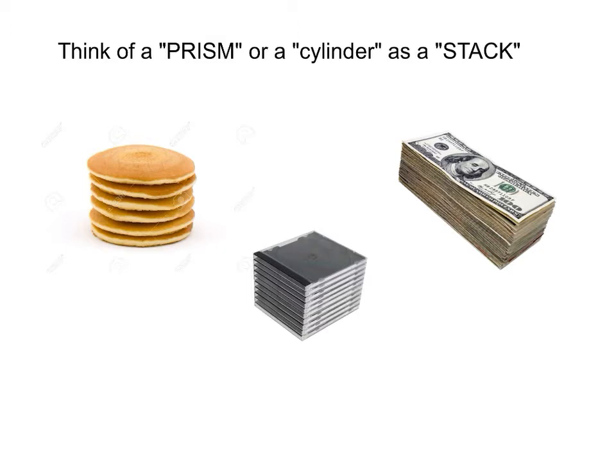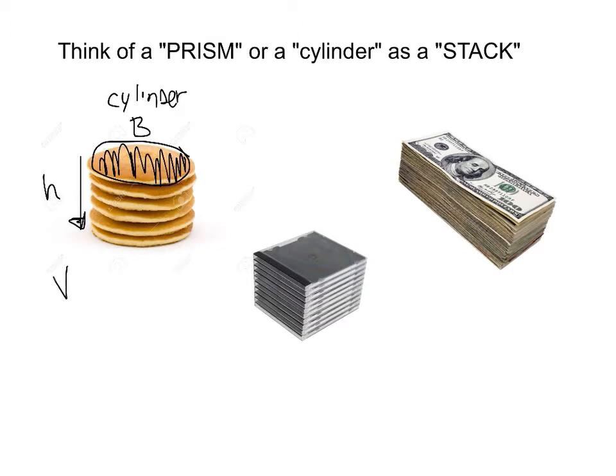So in the case of the pancakes, one pancake is circular, so this would be a cylinder. And to find the volume, we would find the area of one pancake multiplied by the height of the stack of the pancakes. So the volume would be this capital B, which would be the area of a pancake, multiplied by the height.